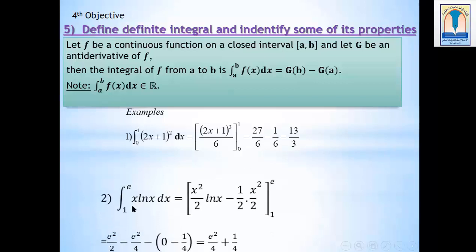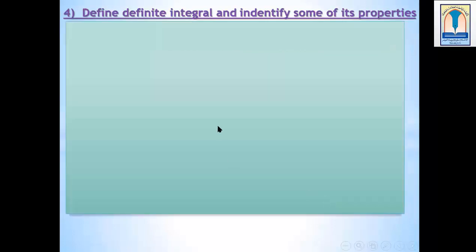Another example, the integral from 1 to e of x ln x dx, as we saw, is equal to x squared over 2 ln x minus 1 over 2 times x squared over 2. So substitute x by e, we get e squared over 2 minus e squared over 4, minus, substitute x by 1, we get 0 minus 1 over 4. So the final result is e squared over 4 plus 1 over 4.